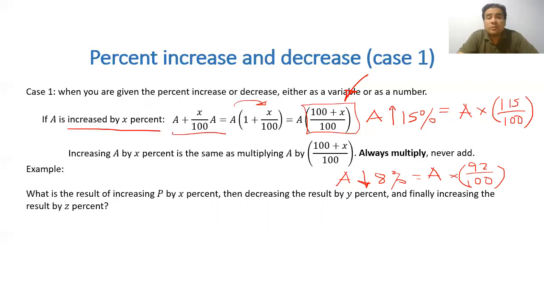What's the result of increasing P by X%, then decreasing the result by Y%, and finally increasing the result by Z%? Well, if I need to increase something by X%, then I just need to multiply P times 100 plus X over 100.